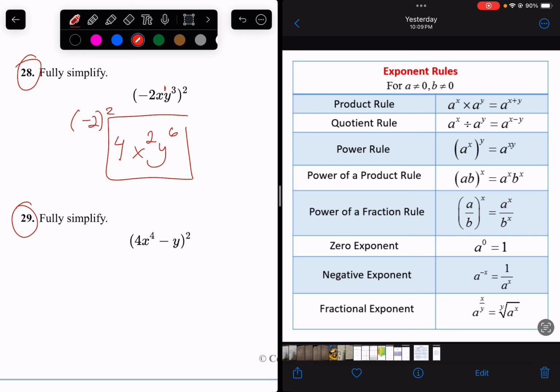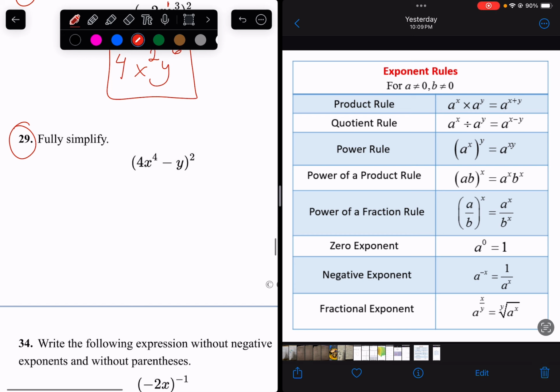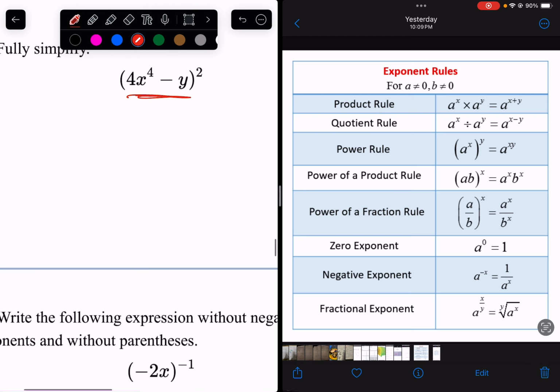All right. Now, number 29 is different. It's different because the things on the inside are not being multiplied. They're being subtracted. So if things on the inside are being added or subtracted, you can't just distribute that power. It's very important that you remember that. So when that happens, what you have to do is write this twice, because it's being squared, right? And actually FOIL this out, okay?